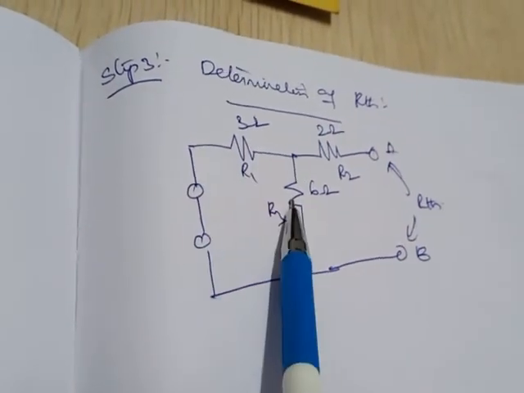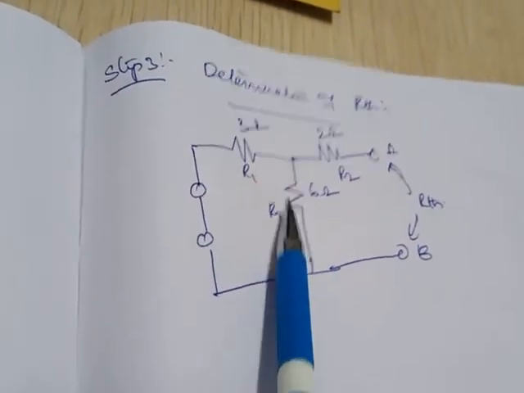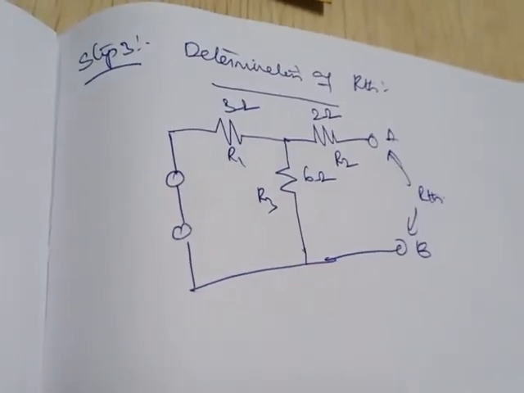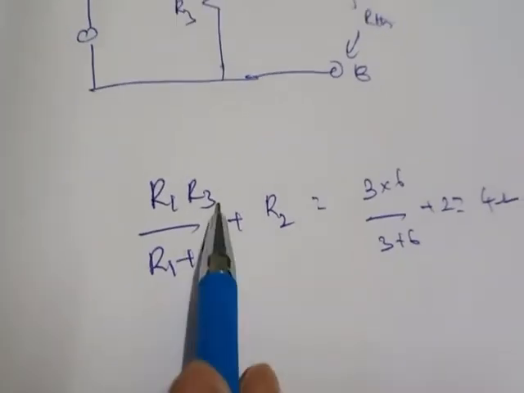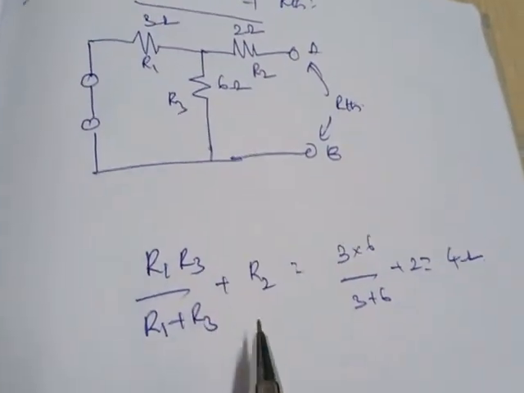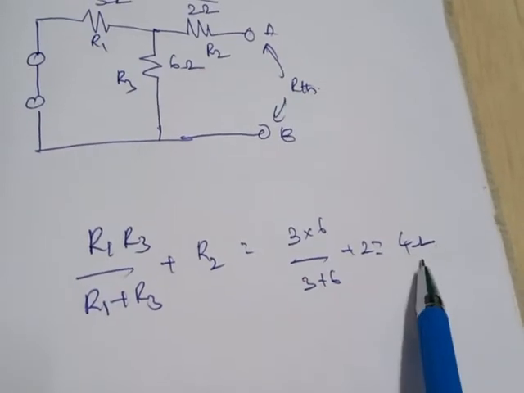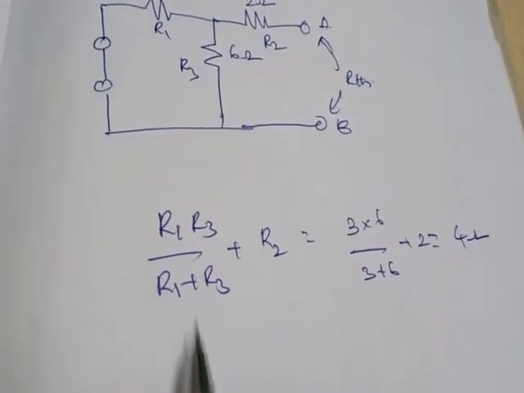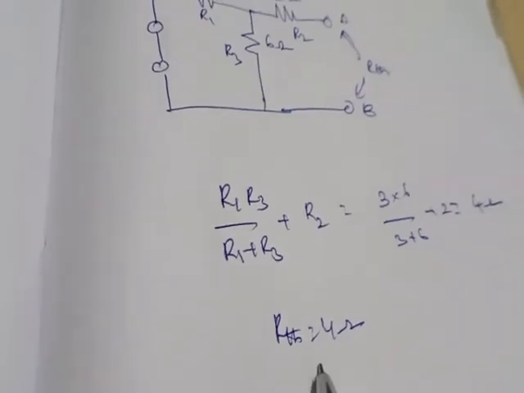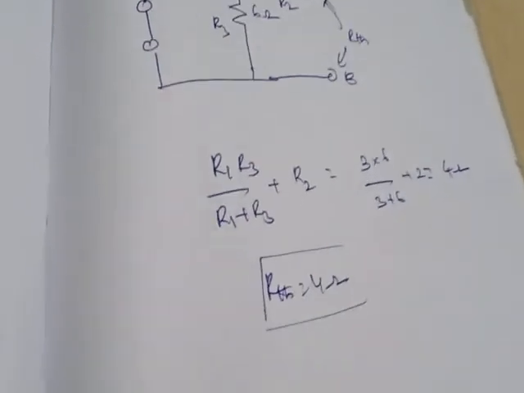So how are R1 and R3 connected? They are connected in parallel. The resultant will be connected in series with R2. So the equation can be written as R1 R3 divided by R1 plus R3, since these two are in parallel, and the resultant is in series with R2. If you solve that, you get 4 ohms. So therefore RThevenin equals 4 ohms. So we got VThevenin and RThevenin.